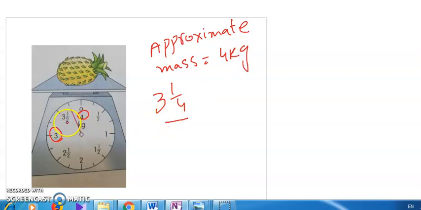So always, in the situation where the mass scale is not exactly halfway, we will check if it is ahead of the halfway, then we will take the bigger number. But if it is before the halfway, then we will take the smaller number.